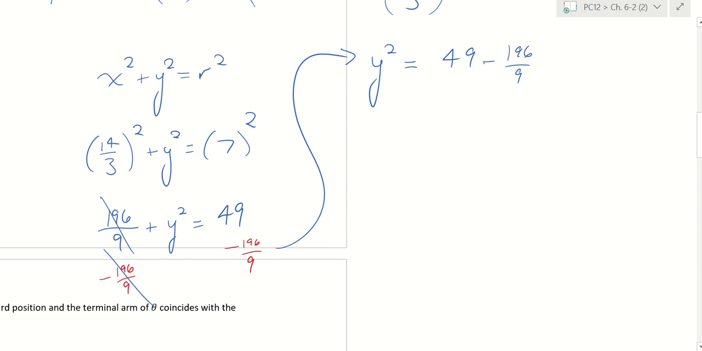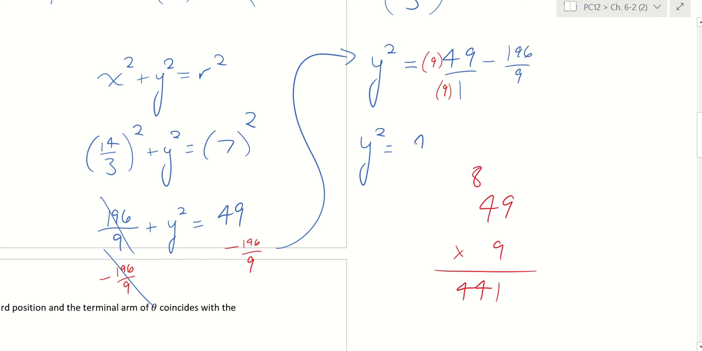I want the same denominator for both of these fractions, so 49 over 1. To get the same denominator, I can just multiply the top and bottom by 9. So 9 times 9. And what is 49 times 9? Well, 9 times 9 is 81. 4 times 9 is what? 36. So that should be 441. So here we have y squared equals 441 minus 196 all over 9.